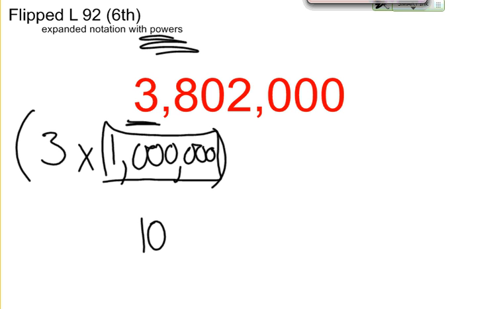And in general, when we look at powers of 10, we can say 10 and how many zeros behind it? 1, 2, 3, 4, 5, 6. This is the 6th power, 10 to the 6th power. So really we write it like this, 3 times 10 to the 6th power.